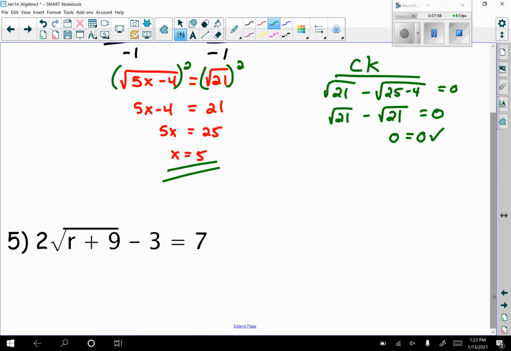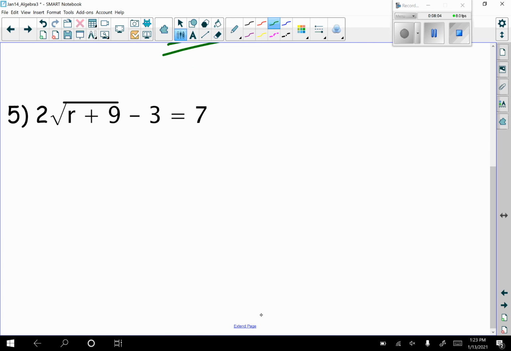All right, go ahead and copy down number 5. So two things we need to get rid of first. If you notice, we're subtracting a 3, so let's add 3 to both sides. So we still have 2 times the square root of r plus 9. This is going to equal 10.